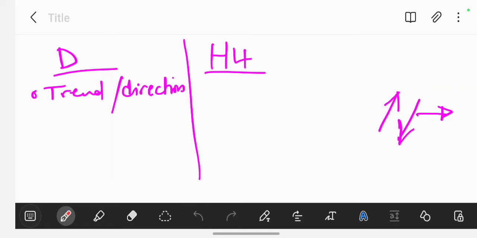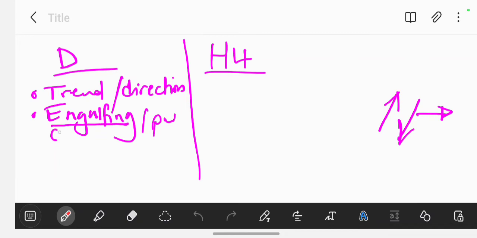And again, even on daily, you can also get stuff like engulfing or pin bar. But remember, you're not going to trade them. If I get, let's say, a bearish engulfing, it means when I'm going to H4 and I find a reason to sell, I can sell. Why? Because on my daily, there's engulfing there.